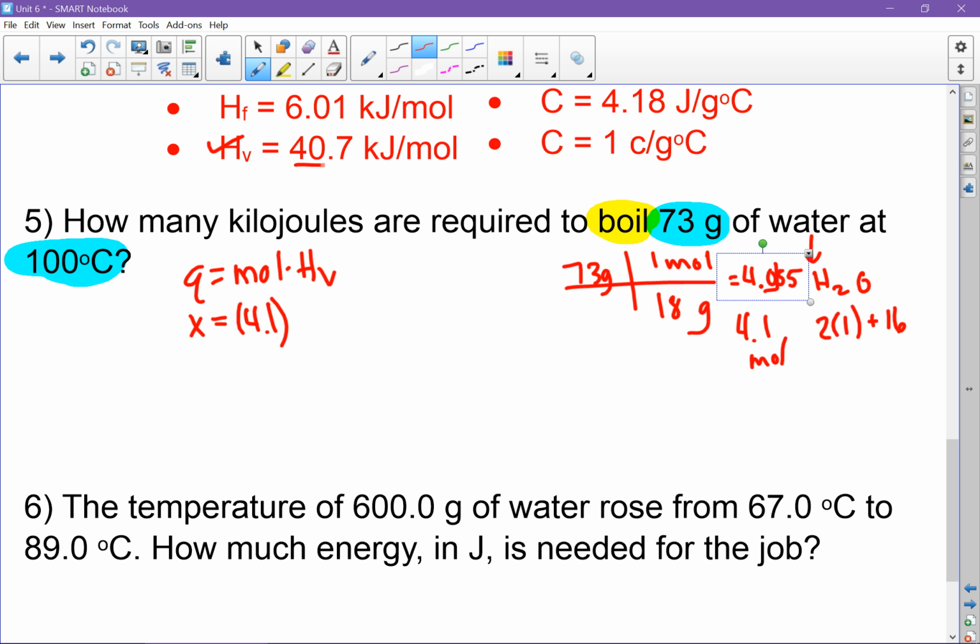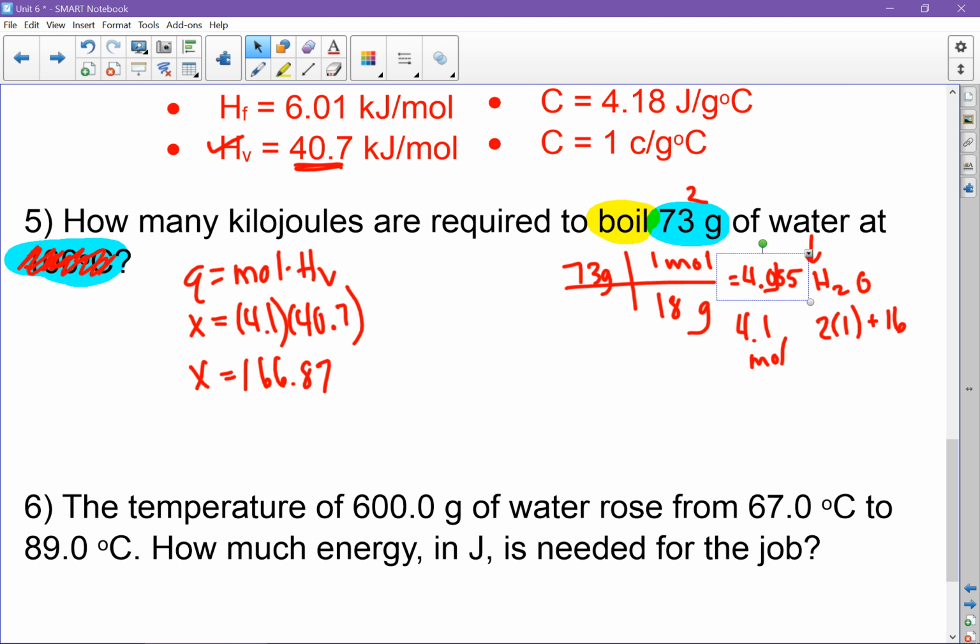The HV number is given. That's the 40.7. When I multiply, I get 166.87. And then we're just going to check out our sig figs. This 100 wasn't of any use to us, so I don't care about that. 73 had 2 sig figs. So if I want to figure that out, I need to find the second sig fig in my answer, which is this 6.